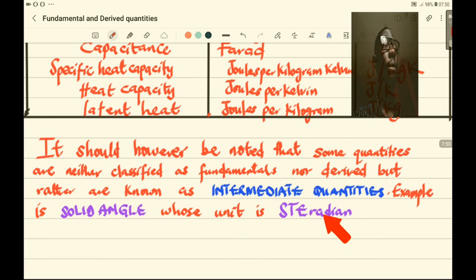So that we have explained fundamental and derived quantities.